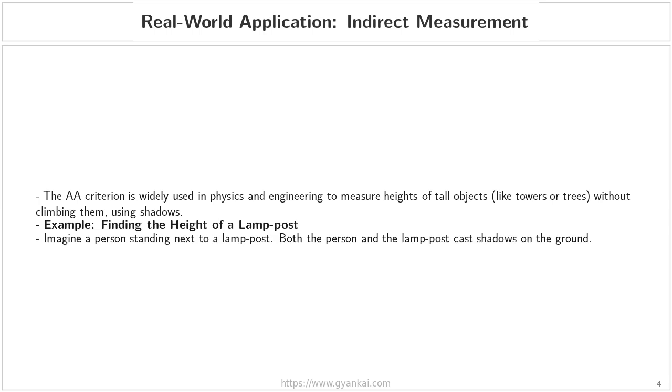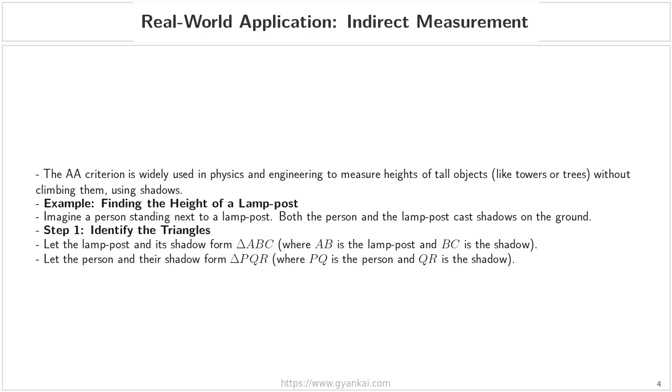Let's walk through a practical example, finding the height of a lamp post. Imagine a person standing next to a lamp post on a sunny day. Both the person and the lamp post are casting shadows on the ground. To solve this, we are going to follow a 5-step process. Step 1, we need to identify our triangles. Let's represent the lamp post and its shadow as triangle ABC, where the segment AB represents the height of the lamp post and BC is the length of its shadow.